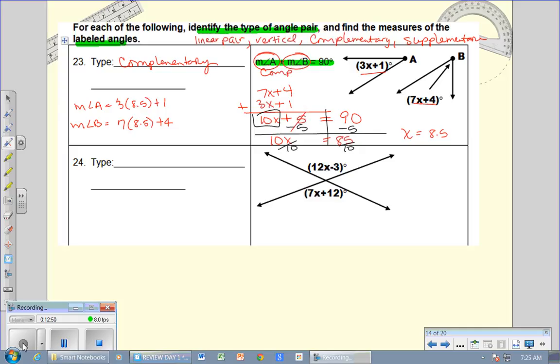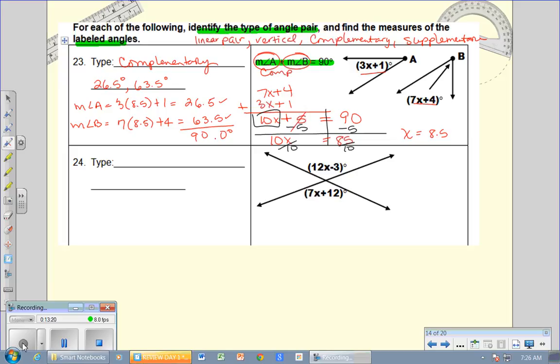So 3 times 8.5 plus 1 equals 26.5. And 7 times 8.5 plus 4 equals 63.5. If I add those two together, I should get 90 degrees. So this tells me my answers are correct. So the angle pairs we have: one angle is 26.5 degrees, the other is 63.5 degrees.